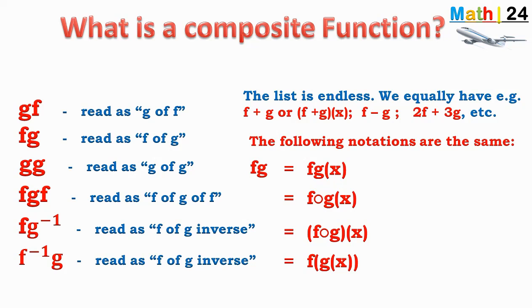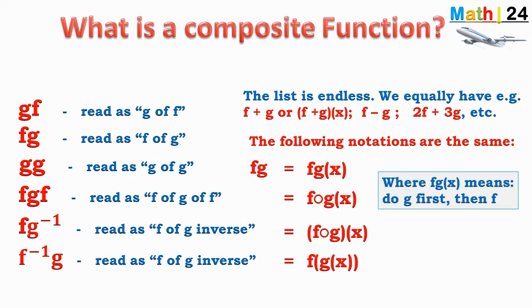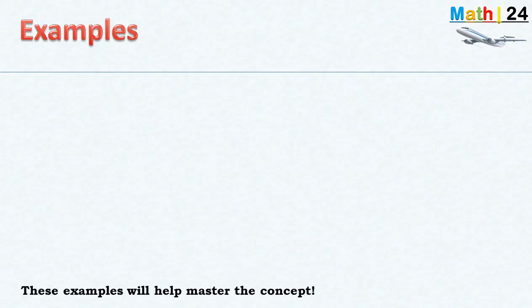So when you see these notations, don't be stressed by them. Take this point into consideration: F of G of X means G operates first, or do G first. In fact, the last function that is mentioned is the first one that will be done. F of G means do G first. G of F means do F first. Let's take some examples. These examples will help us to master the concept, but you have to practice more.